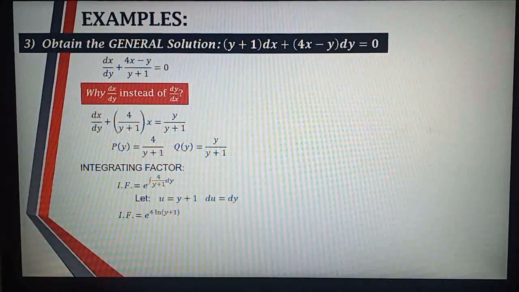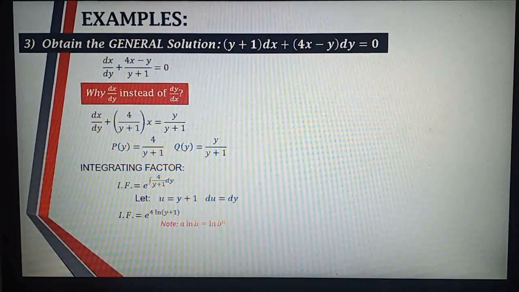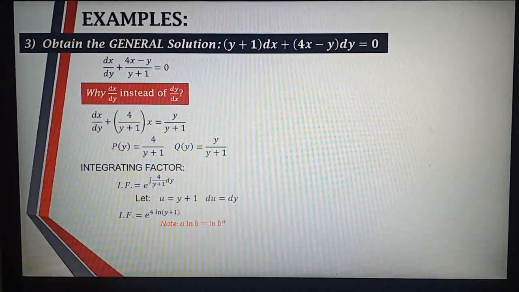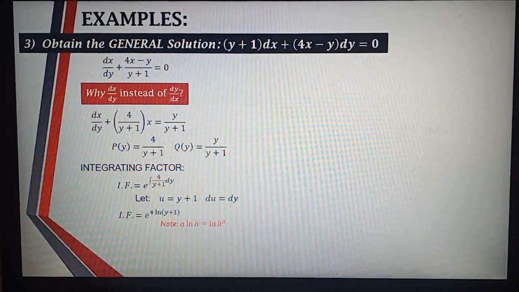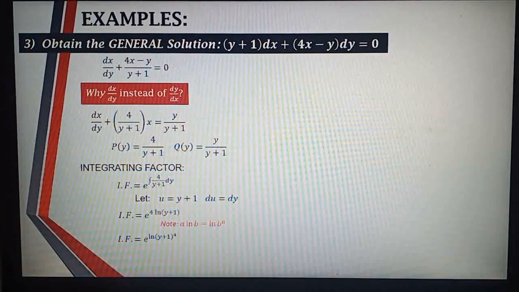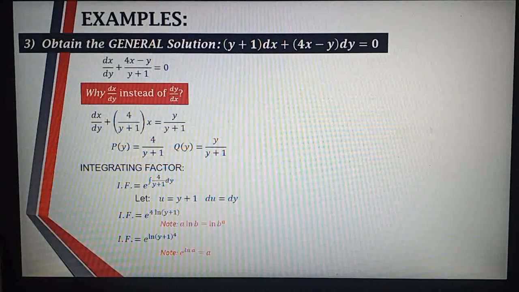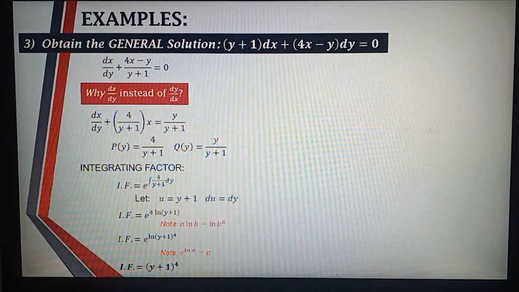So magkakaroon tayo ngayon ng e raised to 4 ln of y plus 1. Then gamit yung natural logarithm properties, if you have a ln of b, that can be equivalent to ln of b raised to a. So pwede nating itaas si 4 as an exponent of your y plus 1. Then another property of the natural logarithm, if you have e raised to ln of a, that can be rewritten as a. So, ang mangyayari, your integrating factor is the quantity of y plus 1 raised to 4.